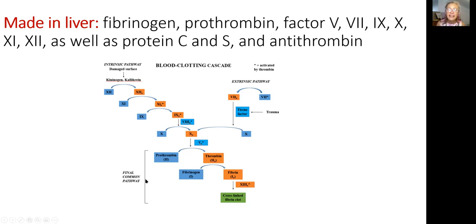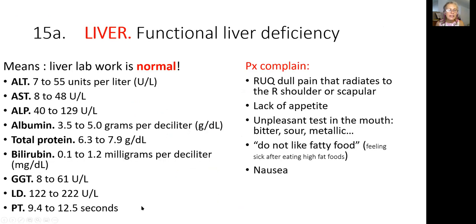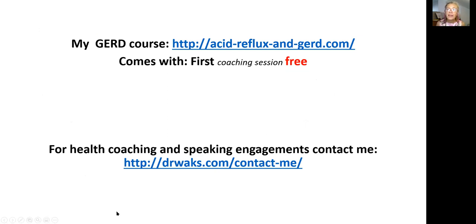And if the liver gets damaged, those proteins are either produced in small amounts or not produced at all, as a result of which the patient will have prolonged bleeding time. And it's reflected on the PT on the laboratory work. Again, the slide is from lecture 15A, where I said that in functional liver deficiency, prothrombin time, how fast the clot gets formed, will be prolonged if there is not enough protein.